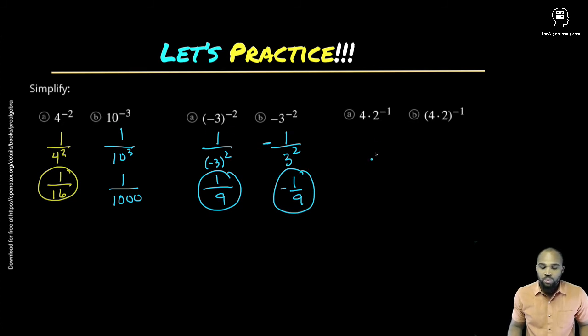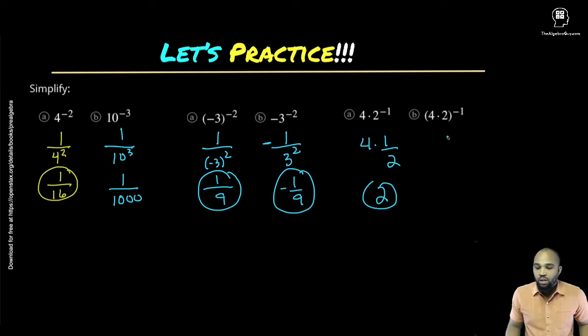So that parentheses makes a big difference. Here is going to be 4 times 1 over 2, because normally it would be 2 to the 1, which is 2, but now we're going to do 1 over 2. Well, what is 4 times a half? Well, that's just 2.